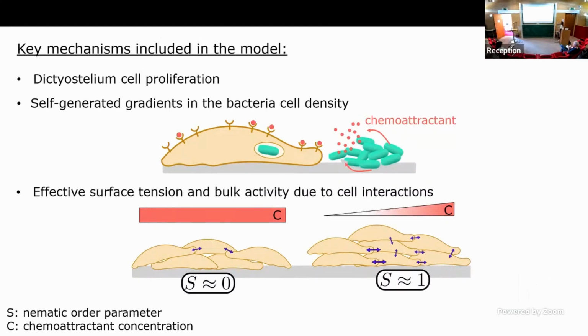And then the idea is that, unlike bacterium, Dictyostelium cells can't actually swim. So the way in which they move is that they form short-term adhesion between each other, and they actively pull on each other to move themselves forward.